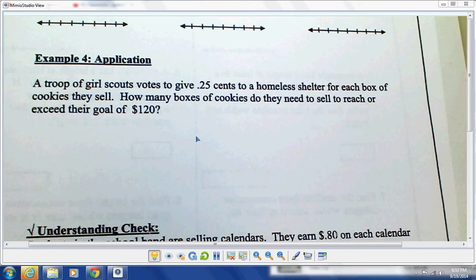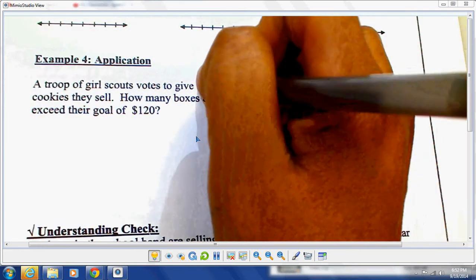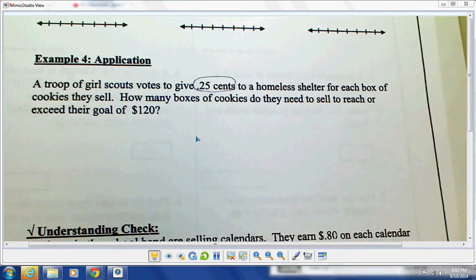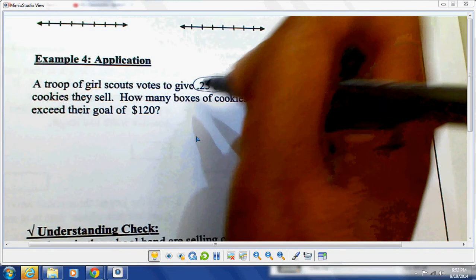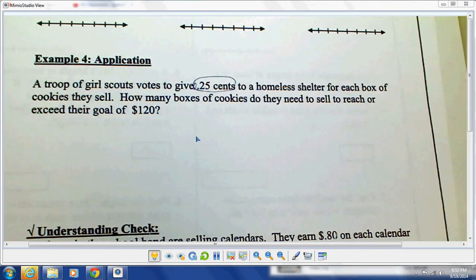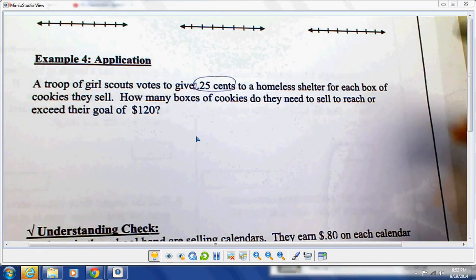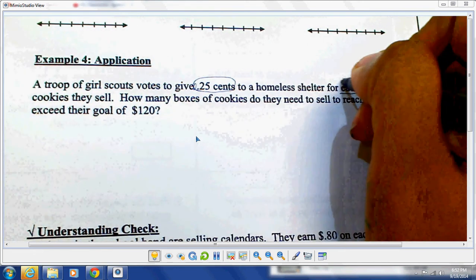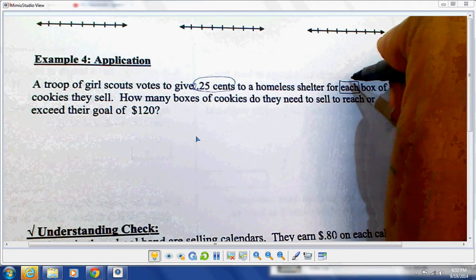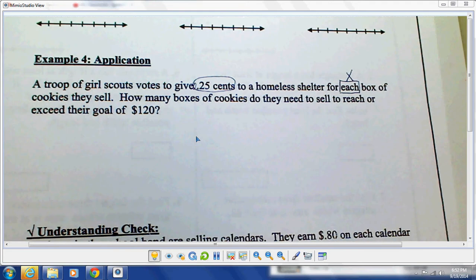So, I'm sorry, for each box of cookies they sell, circle numbers with labels: 25 cents. And I like to hold that decimal place, that whole number place, with a zero. It says that they're going to give that for each. Remember, each in our problem usually means we're going to multiply.